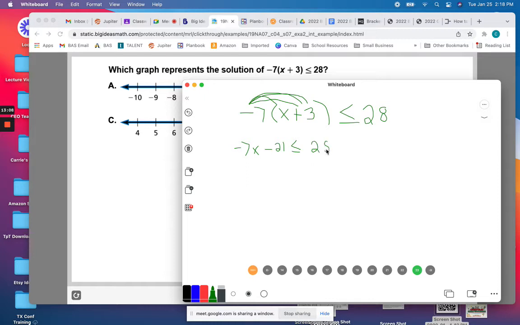Okay. Yes, because of these parentheses, you're multiplying. Alright, now we have it to where we can solve it. So we're going to move the 21 over here. How do we move that 21? Add. Okay, so 28 plus 21.